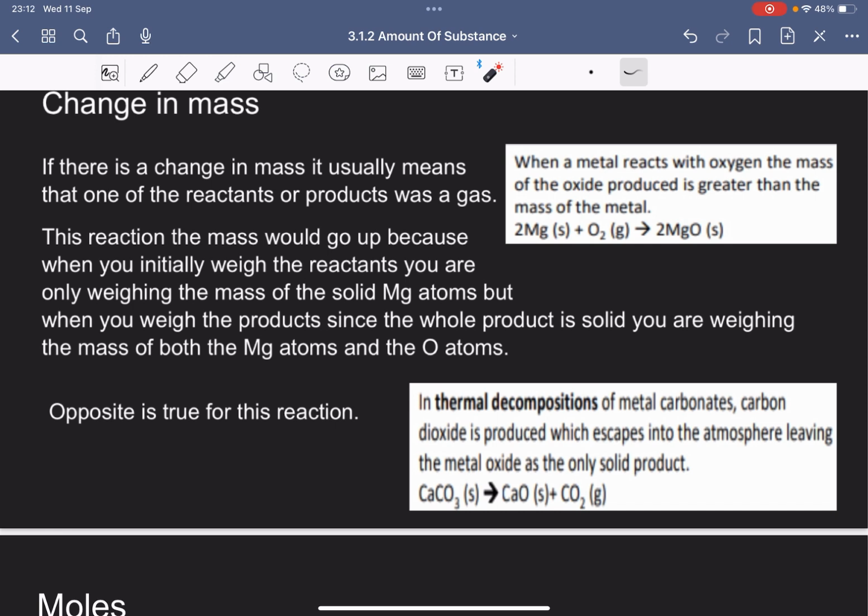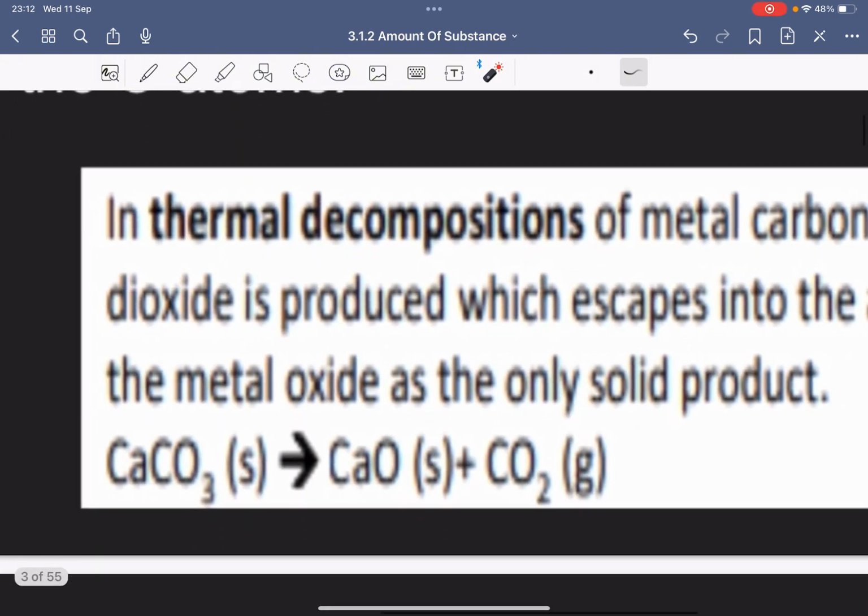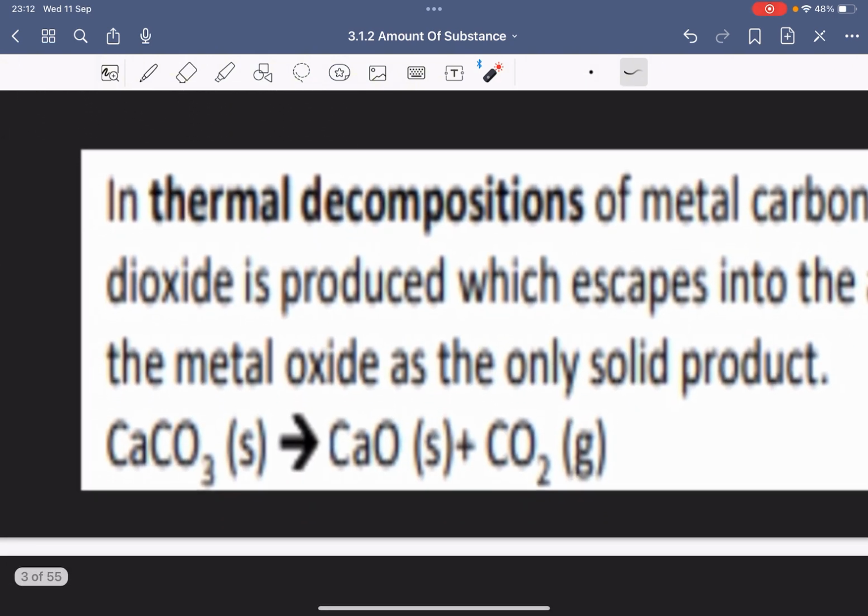And the opposite is true for this reaction down here. So initially, the calcium, the carbon and all the oxygen atoms were all solid. However, in the end, the carbon atom and 2 of the oxygen atoms become gas to form carbon dioxide. So because of this, the total mass would go down.